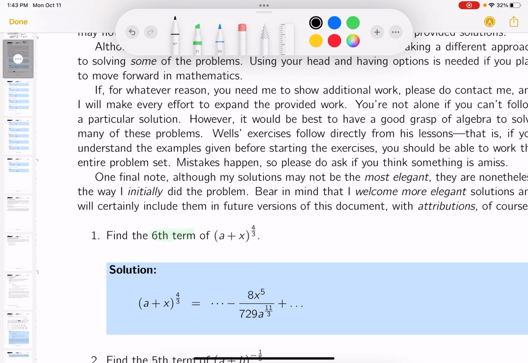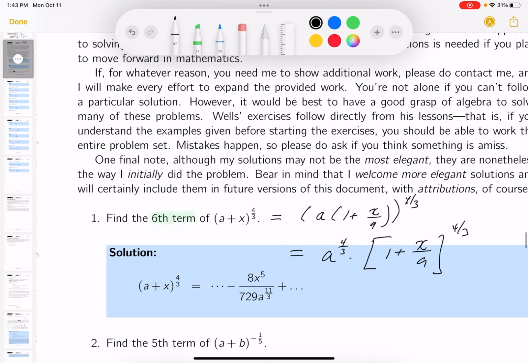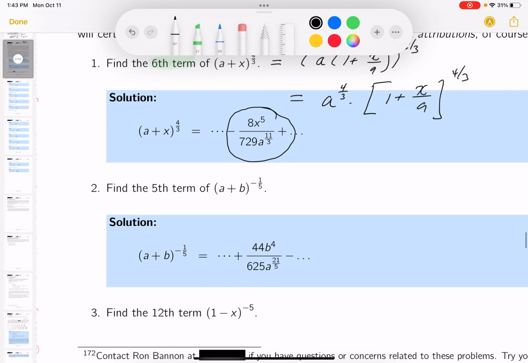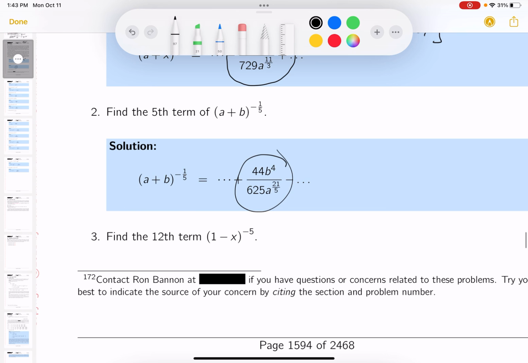Again, I can't say this enough times. This needs to be rewritten like this. And that would be a to the 4/3 times 1 plus x over a to the 4/3. Expand away. Now again, when you do that, we are hoping you're able to match this for every single one I put down.